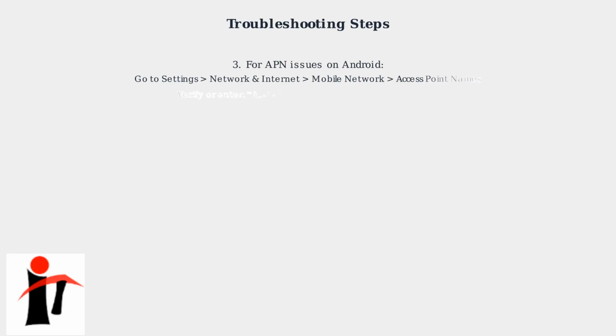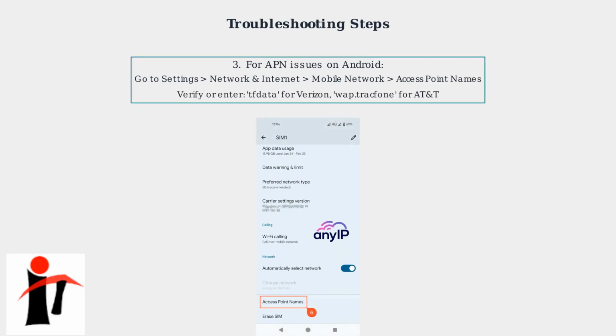For APN issues on Android devices, navigate to Settings, then Network and Internet, Mobile Network, and Access Point Names. Verify the settings show TF data if on Verizon or WAP.TrackPhone if on AT&T.